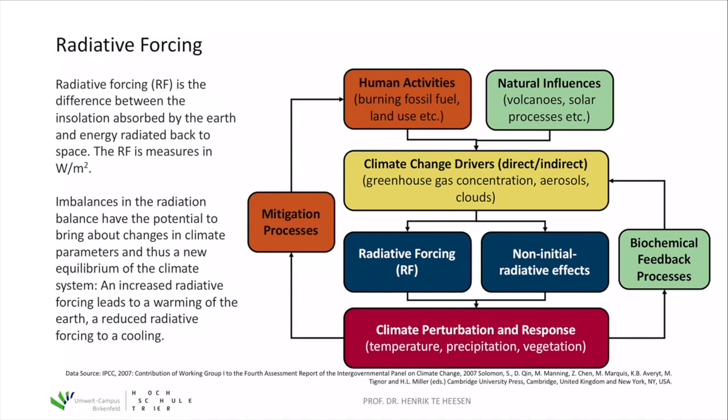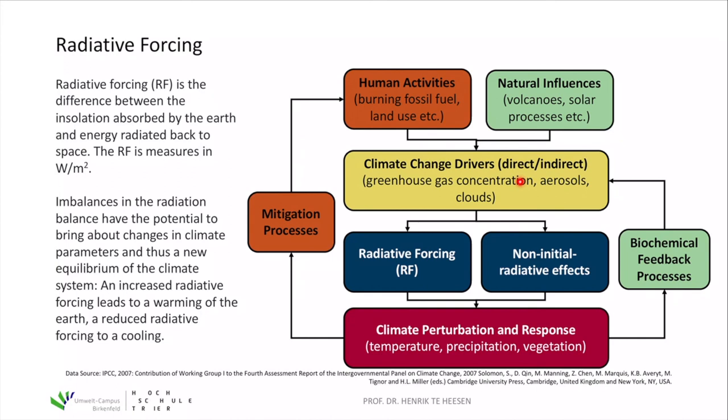And finally, what we get is a perturbation and a response to this forcing. So there is a change in the temperature of the atmosphere, a change of the temperature of the oceans. We have a change in the precipitation on Earth in all locations. And of course, there's a change in the vegetation on Earth due to a higher carbon dioxide concentration and higher temperatures on Earth.